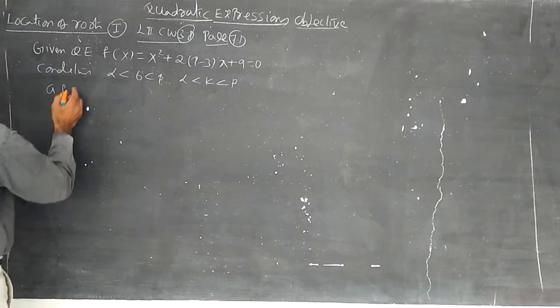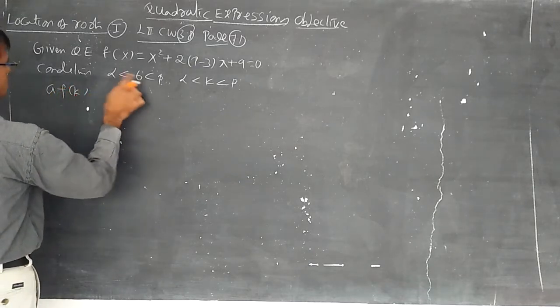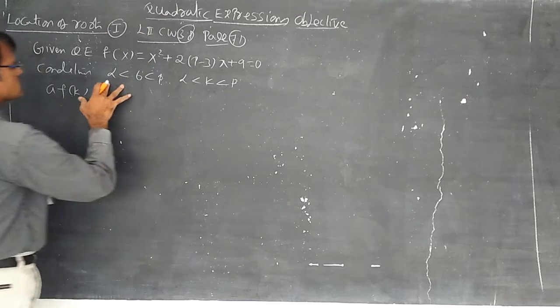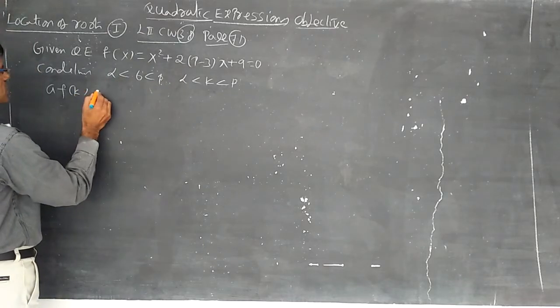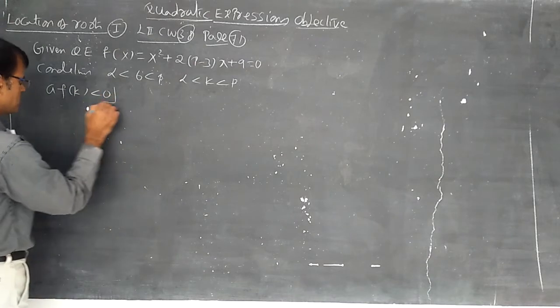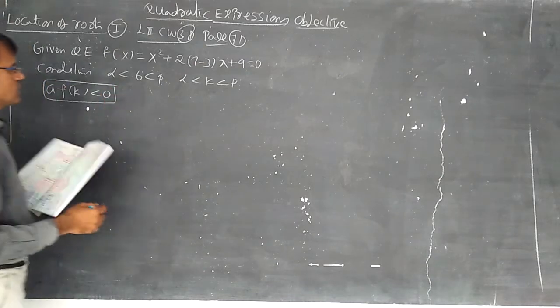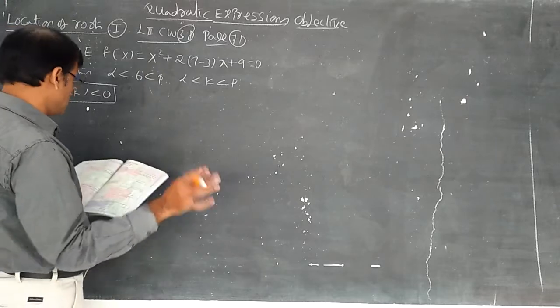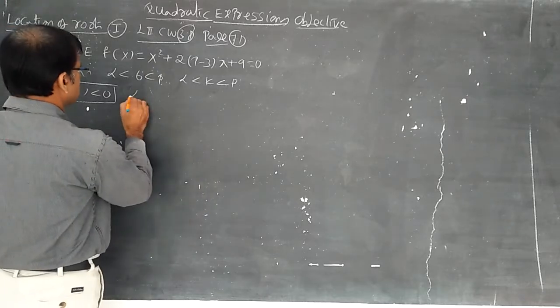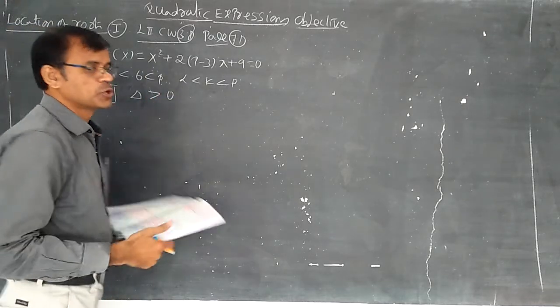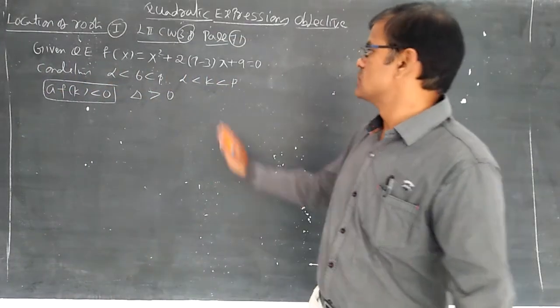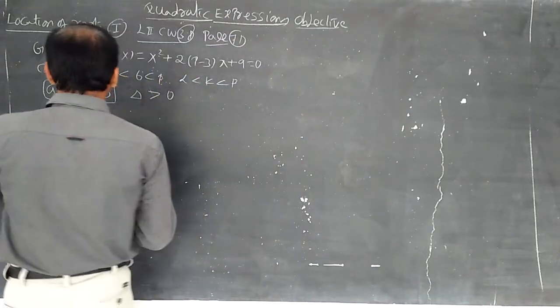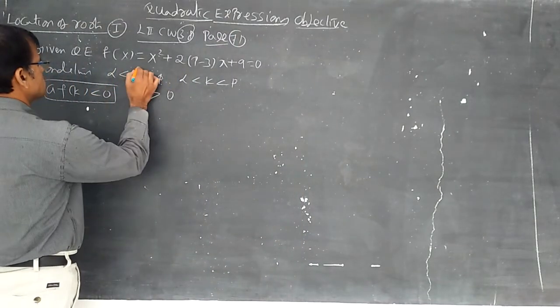Here we got it less than, because alpha minus 6 and 6 minus beta give plus into minus, minus. So a into f of k less than 0 is the first condition. Next, there is no relation between k and minus b by 2, we already had written, and delta greater than 0 only because two distinct roots should exist. What is k here? Here k means 6.